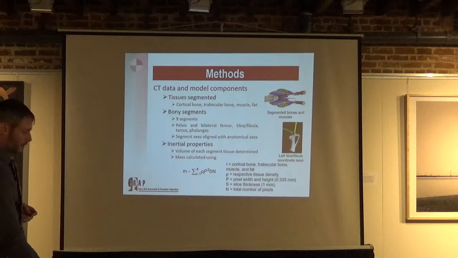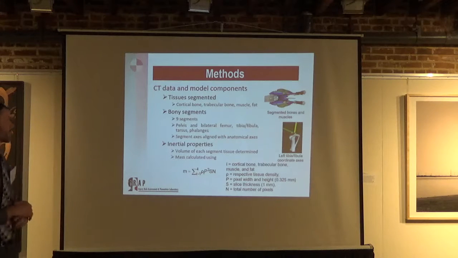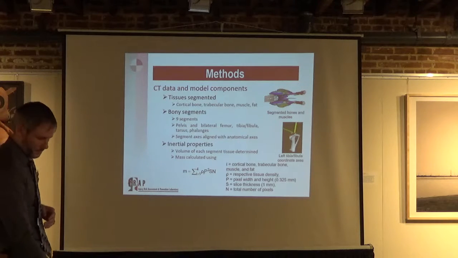So if you look here on the image on the right, we can see those muscles that were segmented at the very top image, and then the one below that shows an individual bony segment with coordinate system applied, and those coordinates were aligned with the anatomical axes. Additionally, some inertial properties could be determined based on the distribution of the tissues within the scan, including volume of each tissue as well as the various mass properties.